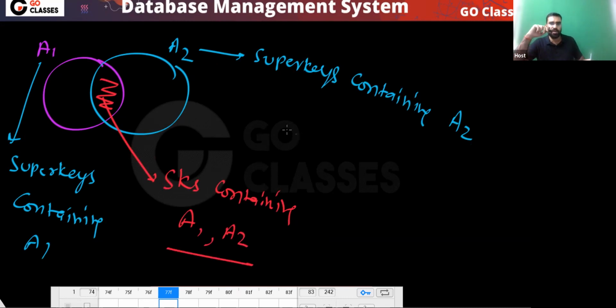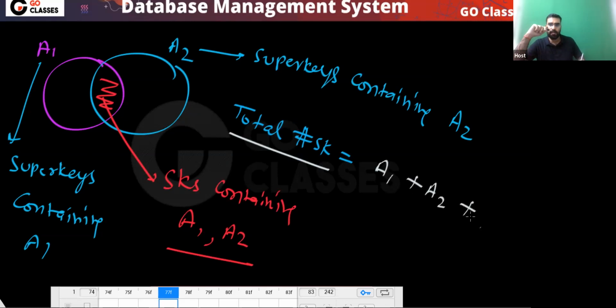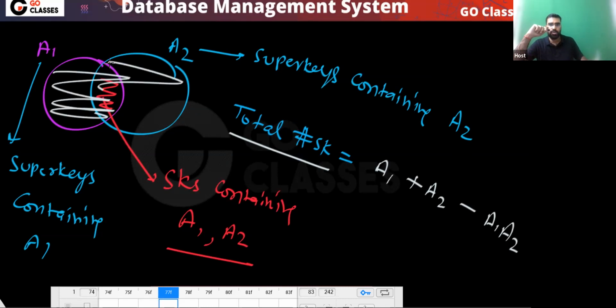So your answer is very simple. What will be the total number of super keys? The total number of super keys will be super keys containing A1 plus super keys containing A2 minus super keys containing both A1, A2. You add these, but the common ones you are counting two times.